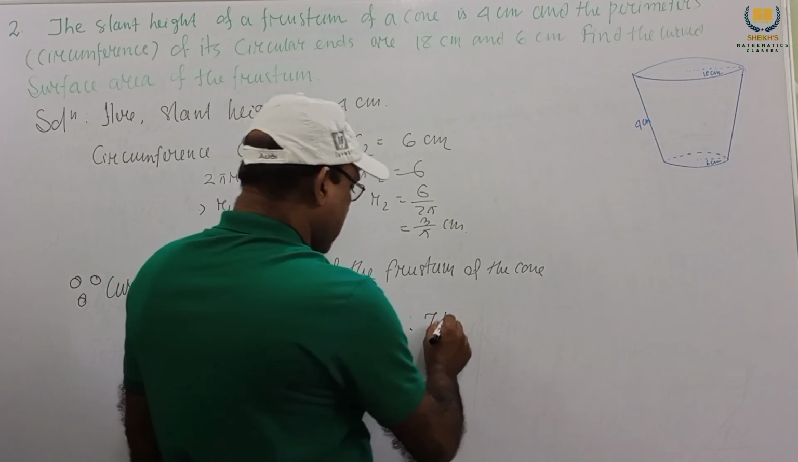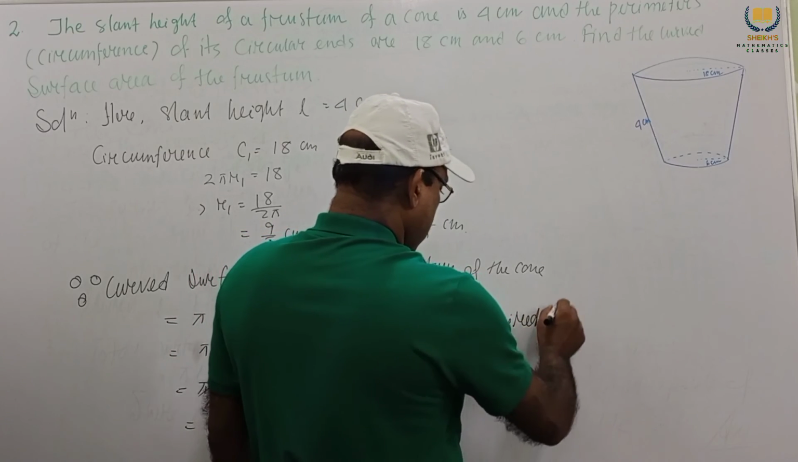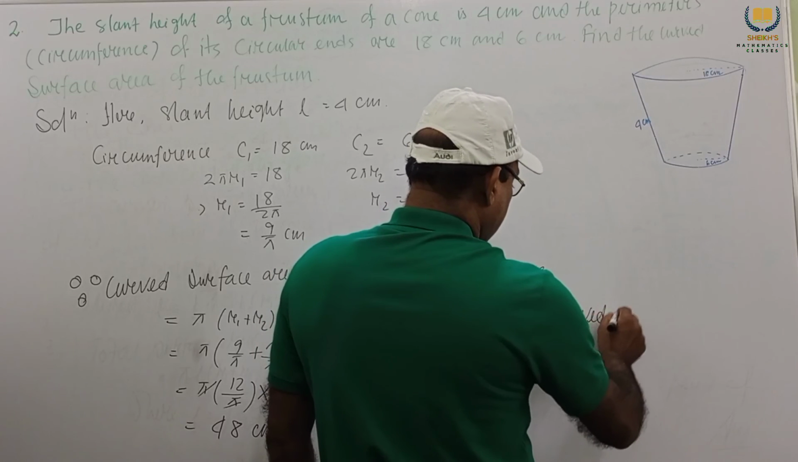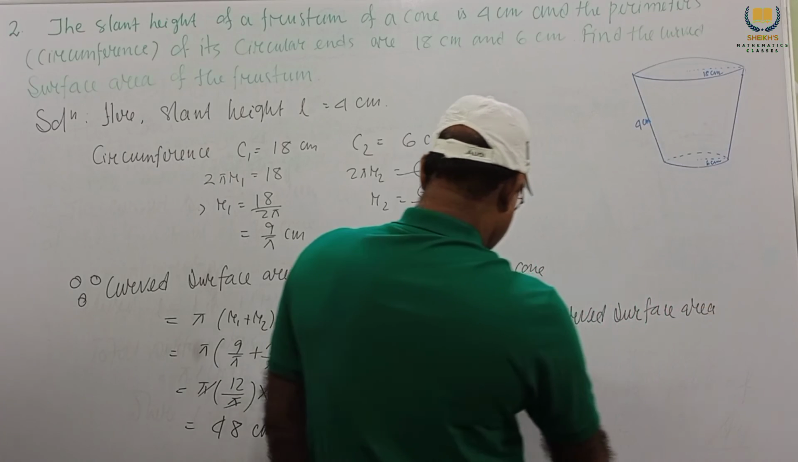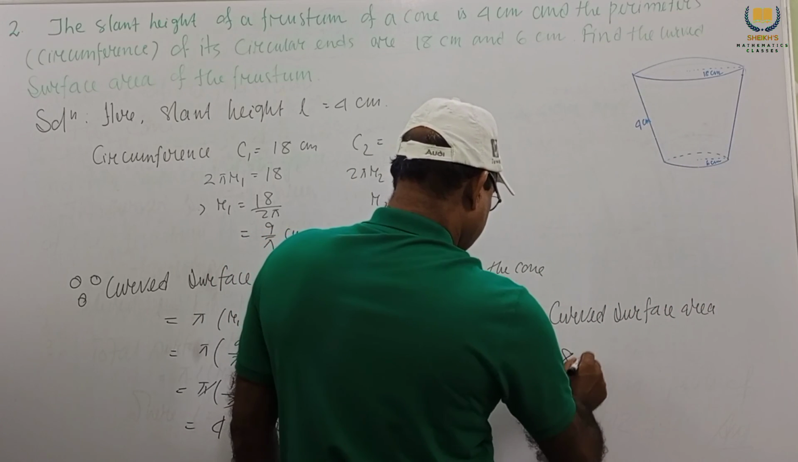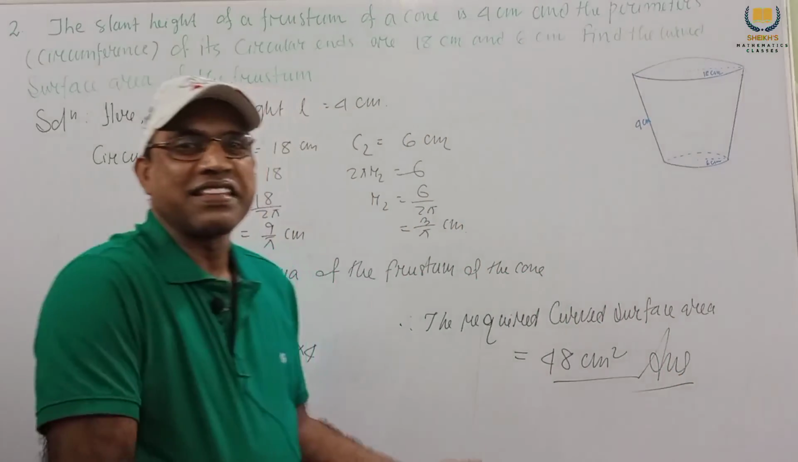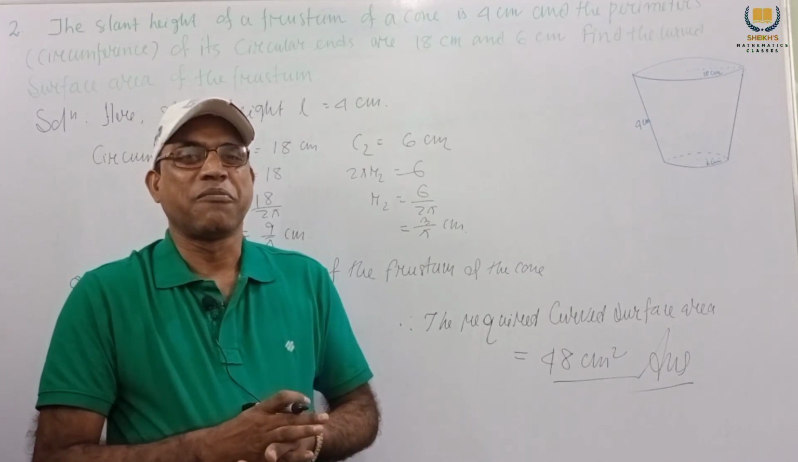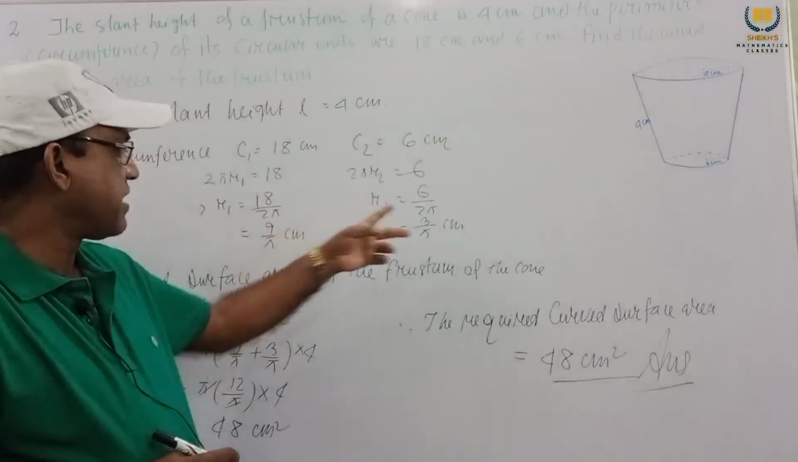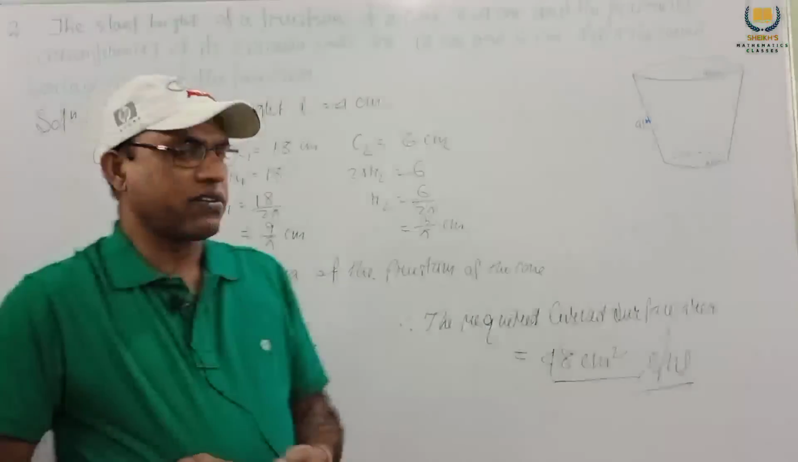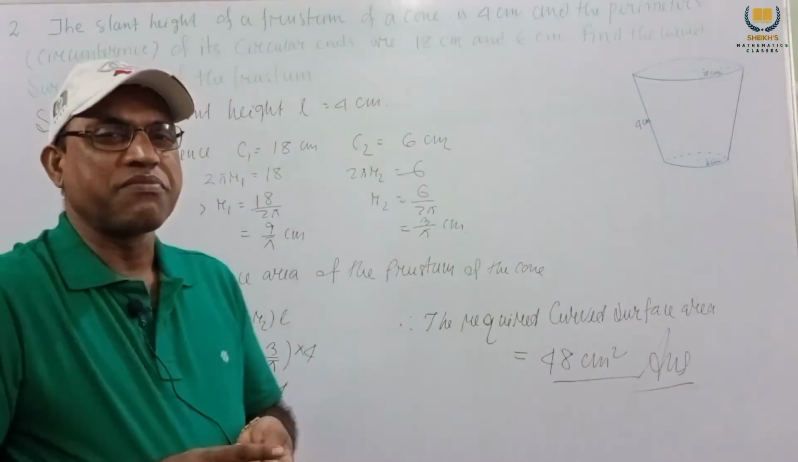Therefore, the required curved surface area is equal to 48 centimeter square, and this is our final answer, and this is the complete solution of the given problem. The problem is very easy, just the radius are not given, we find the radius, and using this formula ultimately we get our result. So dear students, I think the solution is very easy.